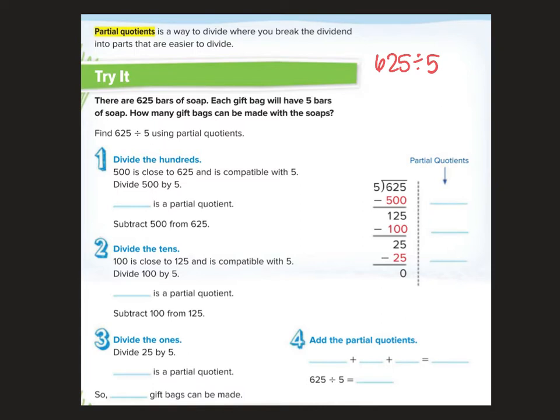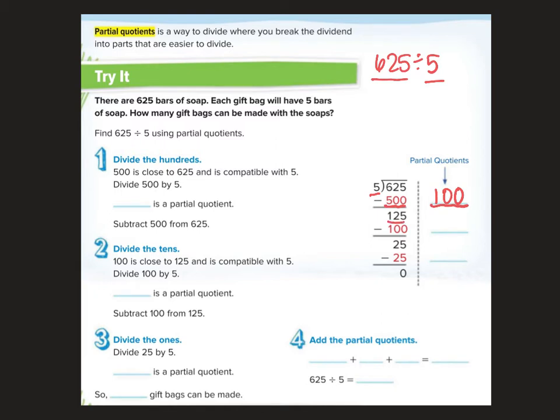When we use partial quotients, here's what we're doing. We look at 625 and 5, and we say, I know that 5 times 100 is 500. I'm going to start there because then I can take away 500 and get closer. Our goal is to get to 0. So my 100 would go here. 5 times 100 is 500. Now I'm going to subtract 500 from 625, and I've got 125 left.